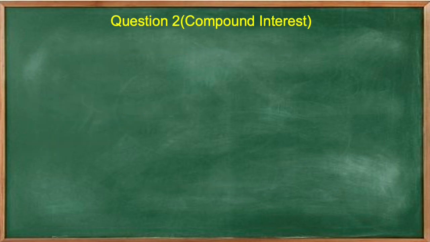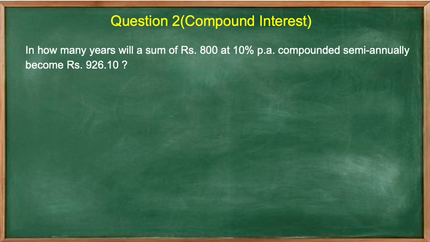Question 2. In how many years will a sum of rupees 800 at 10% per annum compounded semi-annually become rupees 926.10? Here the principal amount is rupees 800, the rate of interest is 10%, and the principal amount plus interest is rupees 926.10. So P is equal to 800, R equals 10, and P plus interest is equal to 926.10.